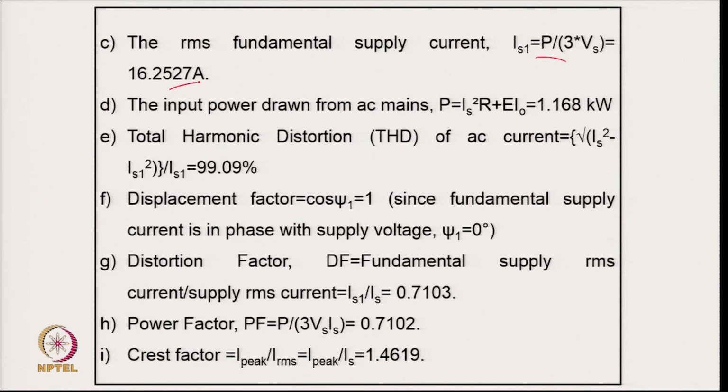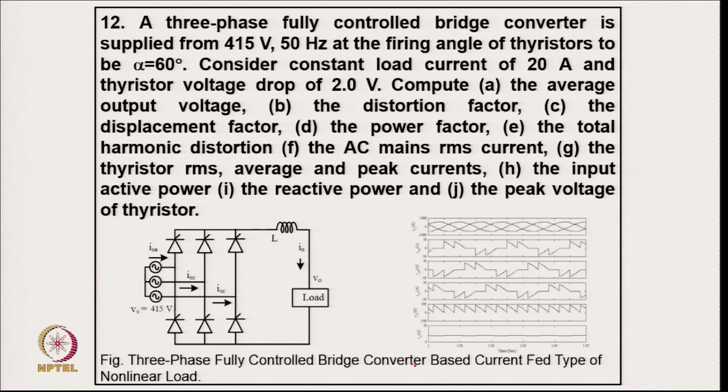Then this is again the fundamental current and power absorbed, and the total harmonic distortion is as high as about 99%. The displacement factor is unity here because diodes are used, and the power factor because of distortion is 0.7, since THD is 100%. The power factor is 0.71 and the crest factor is 1.46.